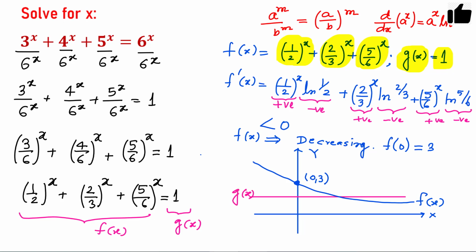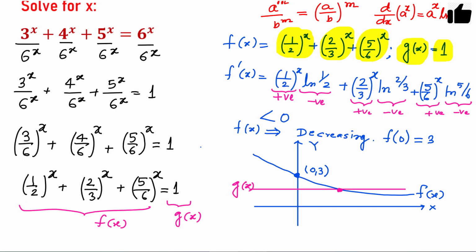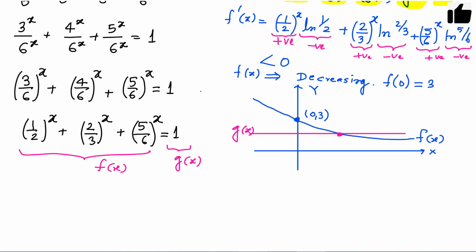And you can clearly see these two are basically crossing at one point. And this is the point of intersection. This is the solution. Now let us find this point by inspection. So we will start from 0 and then we will keep going and we will see when f(x) is equal to g(x), or it satisfies the original equation.